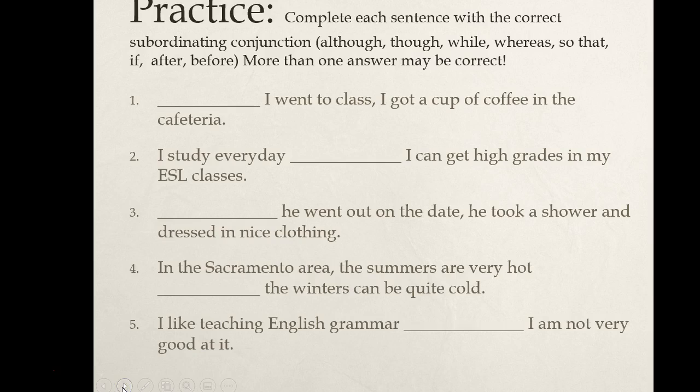Okay, so here, let's get a little bit of practice. Complete each sentence with the correct subordinating conjunction. More than one answer may be correct. I'm going to give you a couple of seconds to look at these, or you can pause the video if you like while you're looking at these and think about what would be a good subordinating conjunction for each one of these sentences.